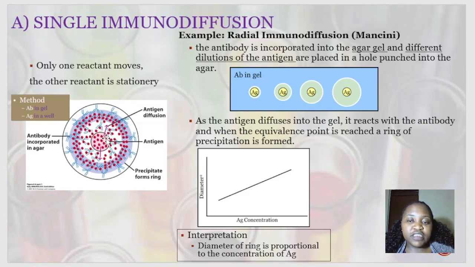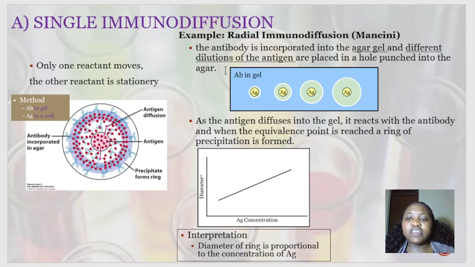So once you have incorporated your antibody, then you have the antigen moving outwards or diffusing outwards. As it is diffusing, it will come across the antibodies. If they are specific, we will have this region where we are having excess of antigen. Then it will continue to diffuse outside, getting into more antibodies, and we will have an equivalence point around here, and that is where we will see a ring.